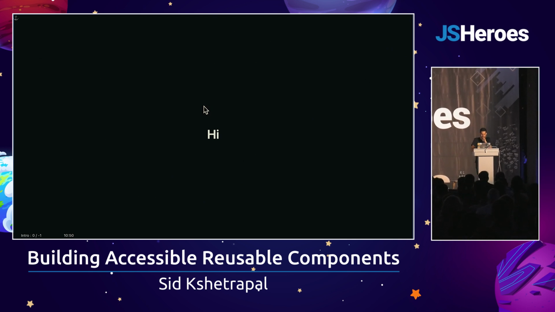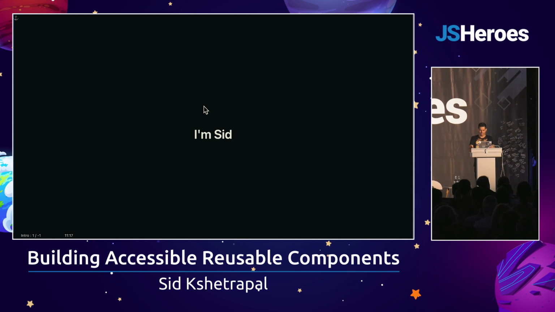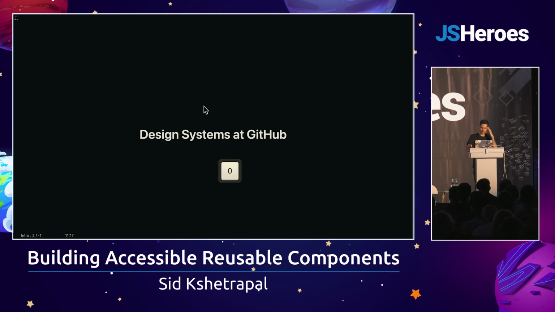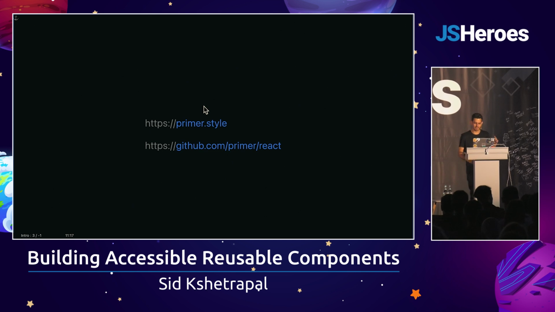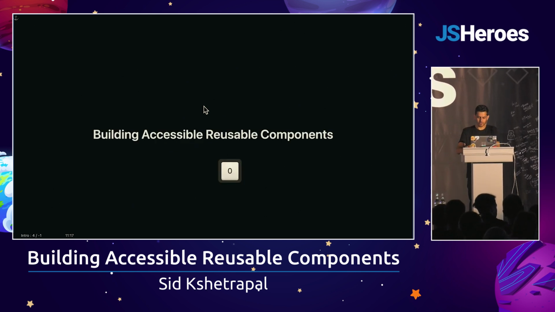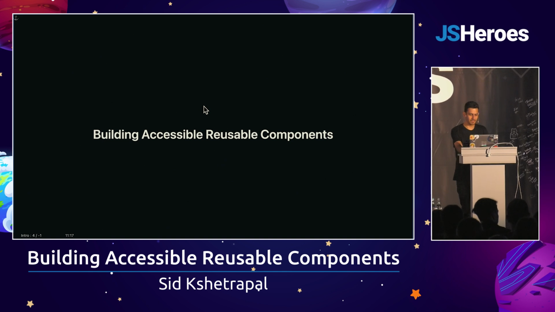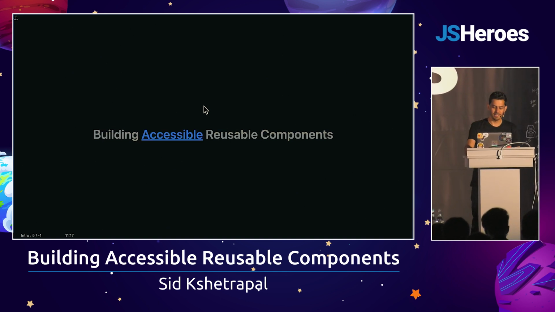And cool. So, hi, I'm Sid, and I work on design systems at GitHub. The design system is called Primer. It's open source. Here are the docs. Here's the React bindings that I work on. And I want to talk about building accessible, reusable components, but with a focus on accessible today.